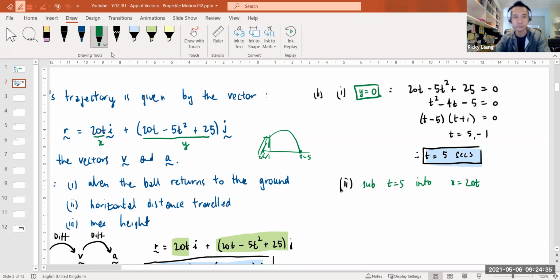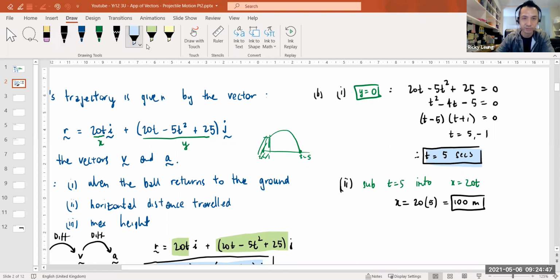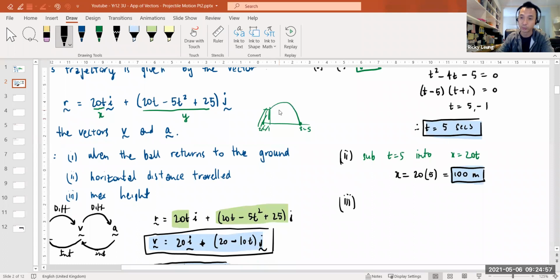So then I know it's going to be x equals 20 times 5, which is 100 meters. Pretty easy, nothing too hard about that so far. In fact, it's very similar to last week, only done slightly differently. That might confuse people if they don't see the connection to last week, but it's basically last week with cleaner maths, which is always nice. Max height.